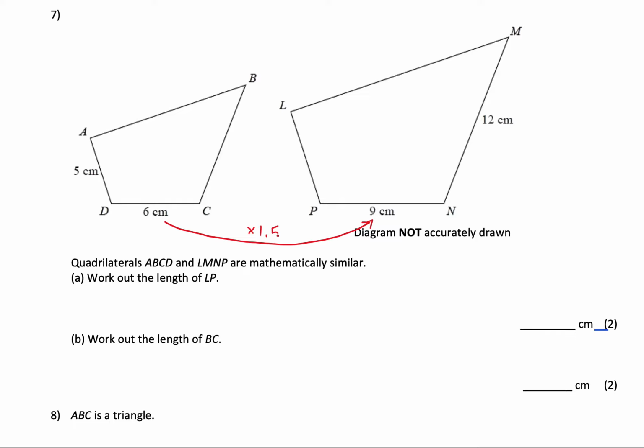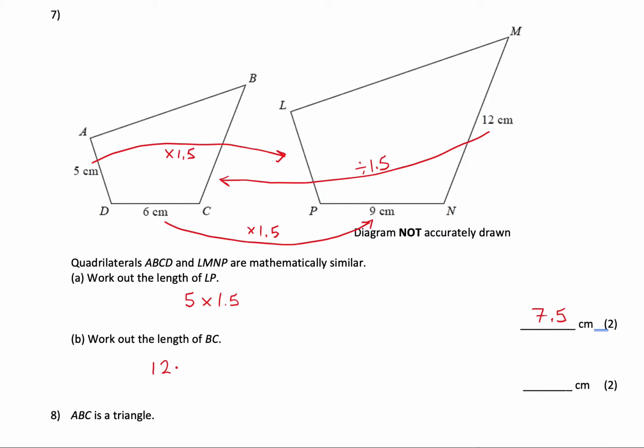Sometimes it can be useful to use a fraction. Most of the time on these sorts of questions, I think a decimal will suffice. Work out the length of LP, so we've got to do the same to this length here. What's 5 times 1.5? 7.5. Okay, length of BC, it's this one here, so we are dividing this length by the scale factor, and that would give us 8. Okay.